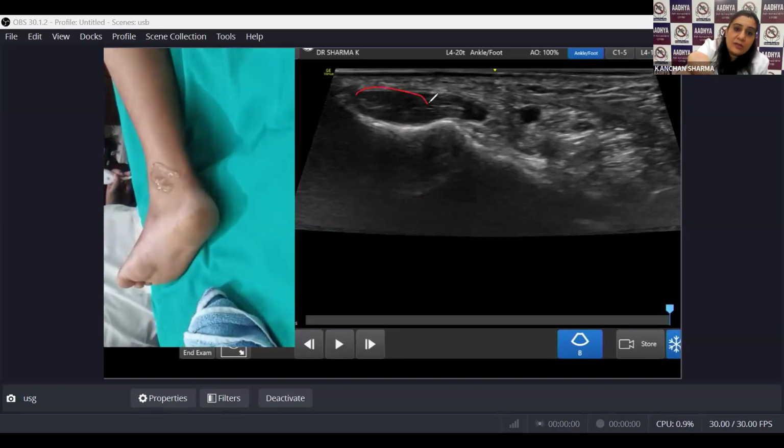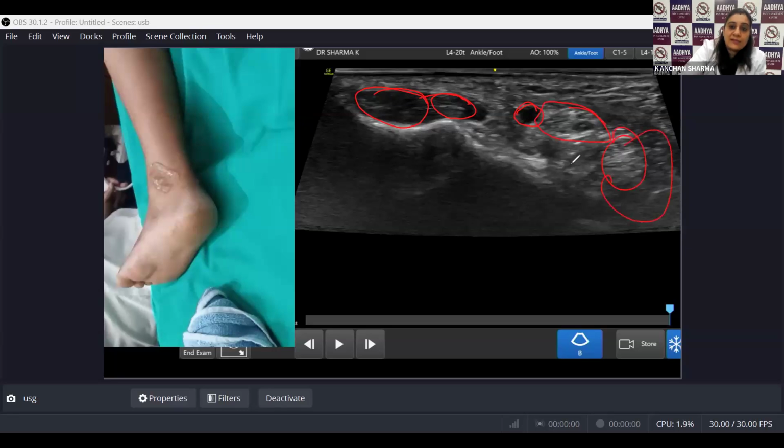Now, this is your tibialis posterior. That is your extensor digitorum. That is your artery. This one which you are seeing is your tibial nerve. This is your FHL, which will be having a muscle belly here. And that is your flexor retinaculum.